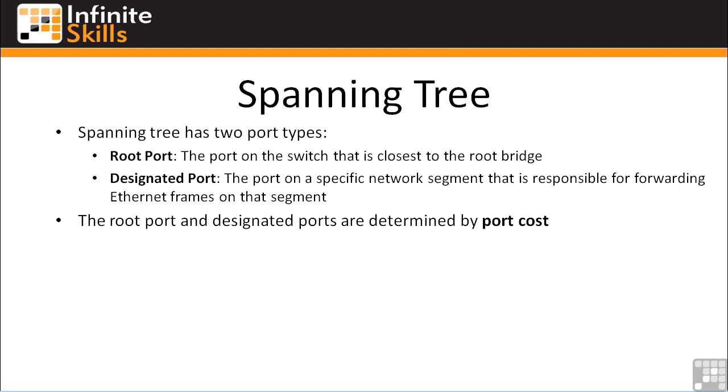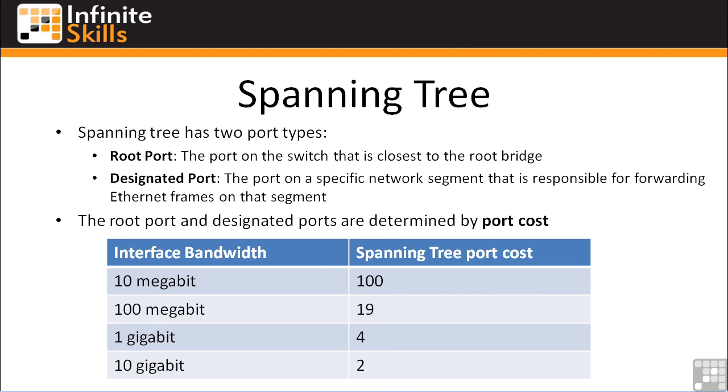Quite simply, the root port and designated ports are determined by the port cost. Each port in Spanning Tree has a cost associated with it, the cost to the root, and that cost is determined by the bandwidth of all of the links between that port and the root bridge. And here's a little table that's got some of the interface bandwidth and the resulting Spanning Tree port costs. Again, you can get this information from the Switch OS if you do the show spanning-tree command, which we will do in our lab.